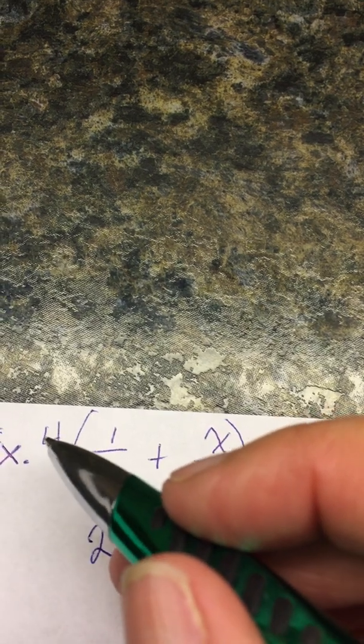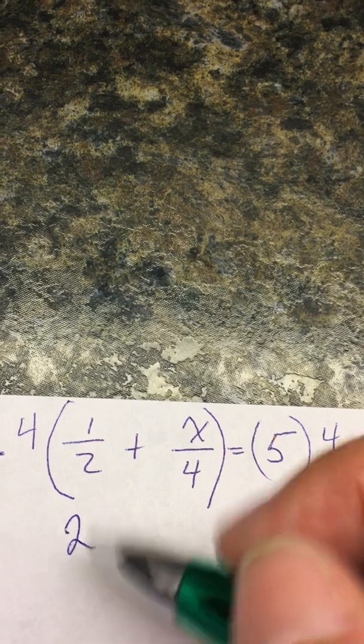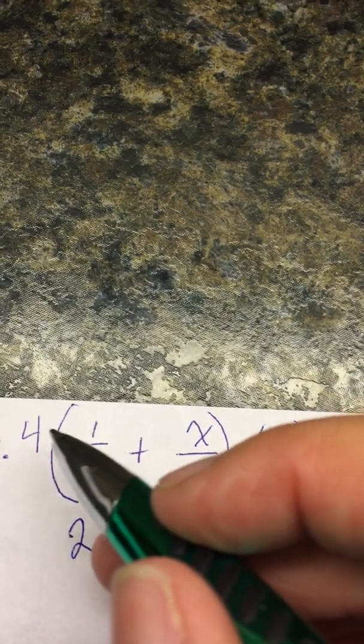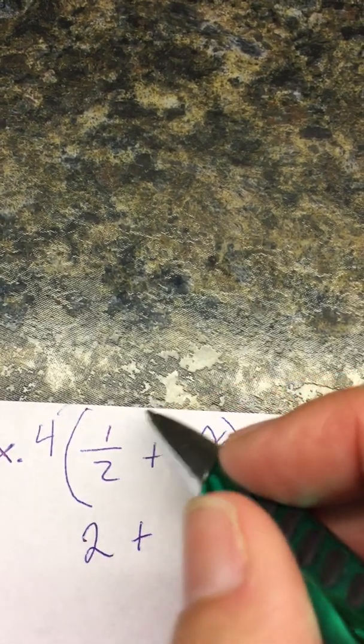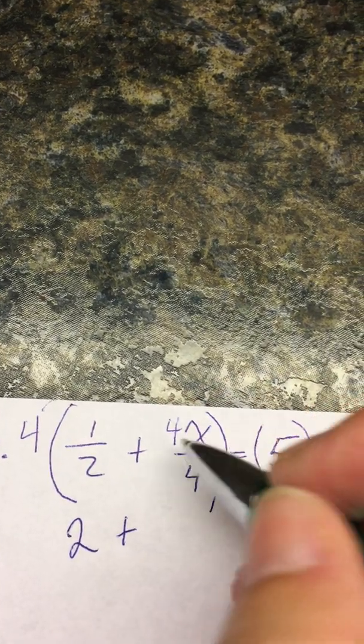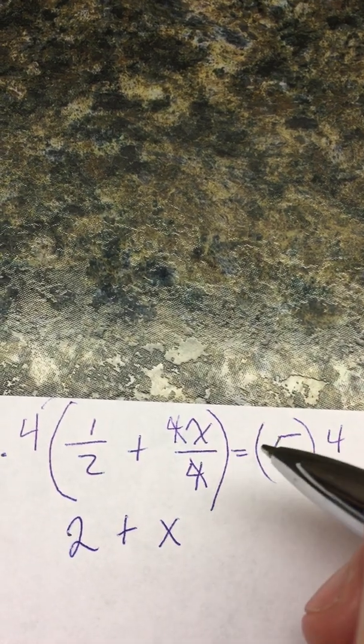Or if you want to think about it this way, 4 times 1 is 4, and 4 divided by 2 is 2. The fraction went away. And then 4 times 4x. Well, if I multiply 4 times this, I'm just going to pretend like I did it, so I'm going to bring it in here. So now here's the 4 inside where you can see it. Well, the 4 and the 4 cancel out, and I'm left with x. That's why we're doing this.